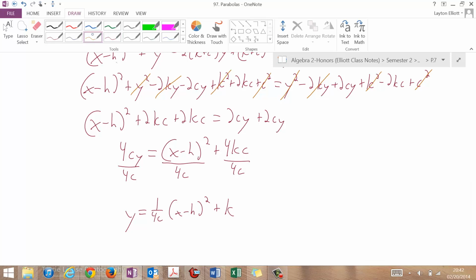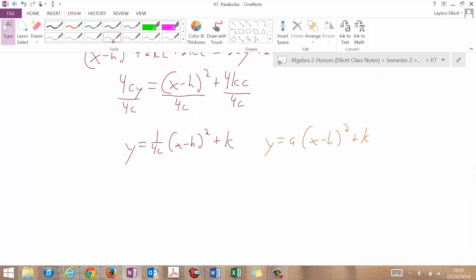So basically, this is identical to the equation we used to have, which was y is equal to a(x minus h) squared plus k. It's just that now we have a different variable or letter, and we're going to say a is equal to 1 over 4c, or if I swap that around, c is actually equal to 1 over 4a.